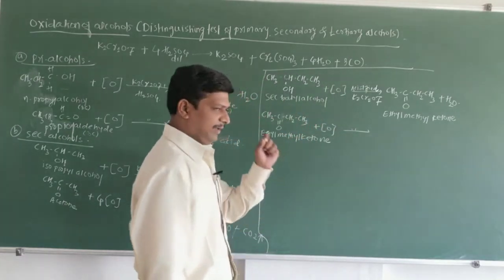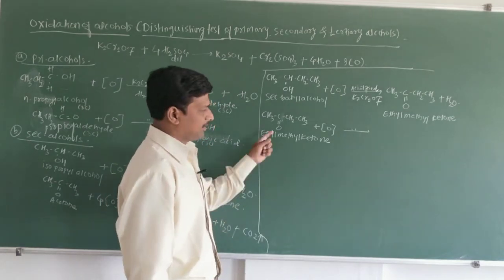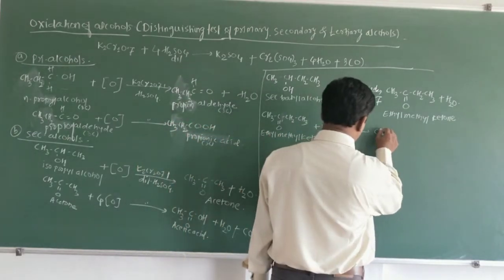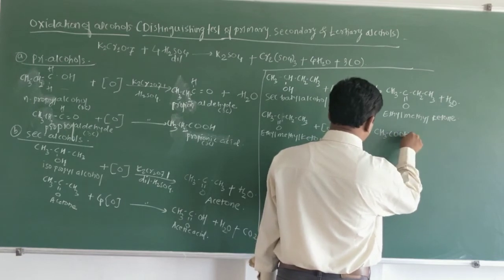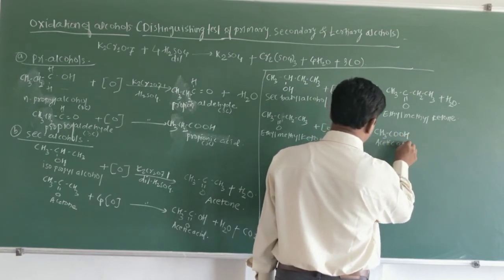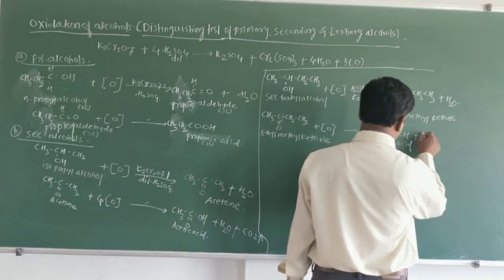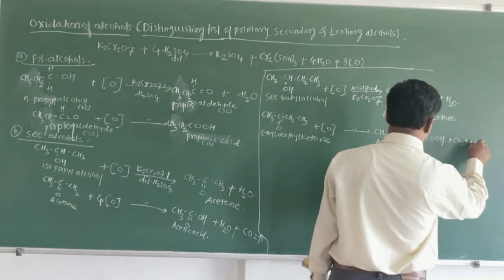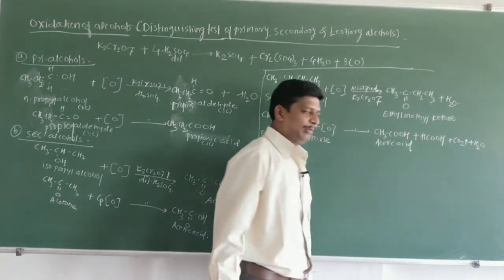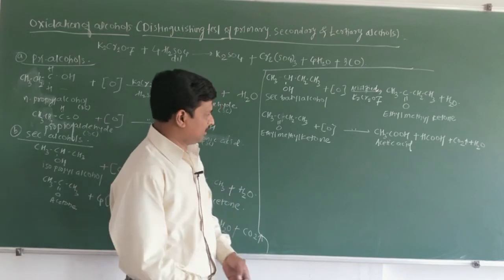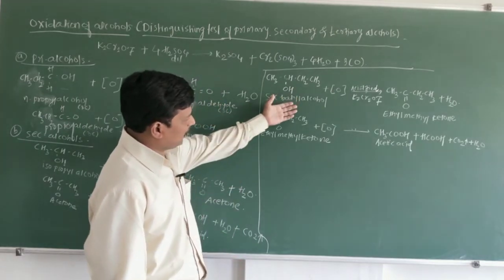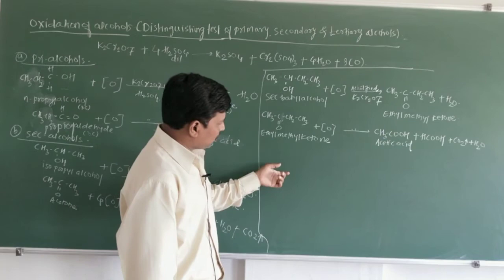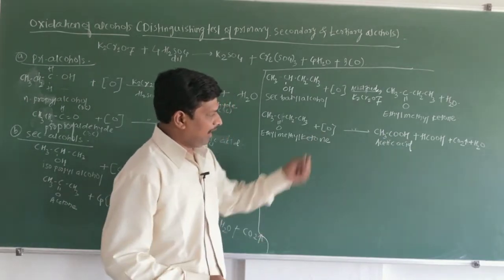Now it definitely forms a carboxylic acid, but which carboxylic acid we will form, we will discuss here. First of all I will write the actual carboxylic acids: acetic acid, then formic acid HCOOH, and next the byproducts CO2 and H2O. Now this should be the complete reaction, but see how this reaction takes place. When the secondary butyl alcohol on oxidation forms the ethyl methyl ketone, and when this ethyl methyl ketone on further oxidation forms the acetic acid.